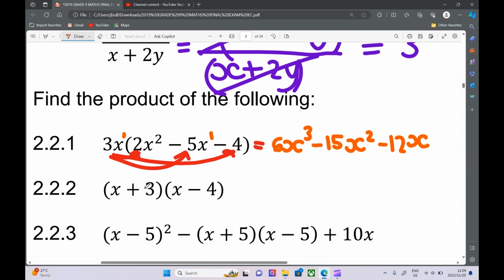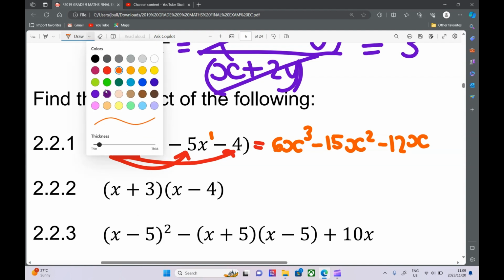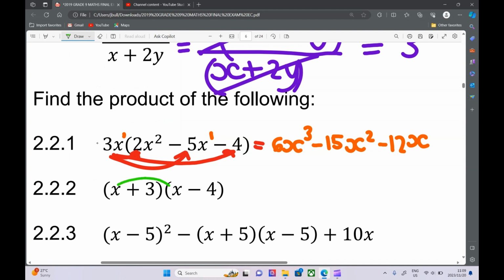With the next bracket, again, they're testing to make sure that you will multiply all the terms that you need to. So with double brackets like this, you have to go x times x, x times that one, 3 times x, and 3 times that one. Okay, so let's check. The first term, x times x gives you x squared.